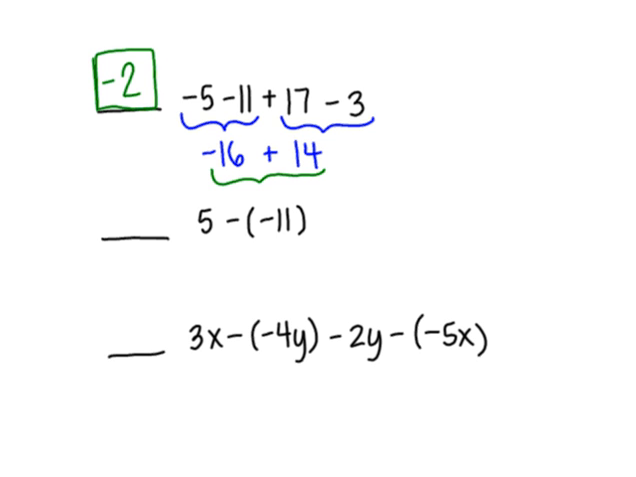The next problem, you see 5 minus negative 11. Anytime you have two negatives together, they make a positive. So rewriting this problem, it would actually be 5 plus 11. 5 and 11 have the same sign, so I'm going to add them up and keep the sign. So my answer would just be a positive 16.